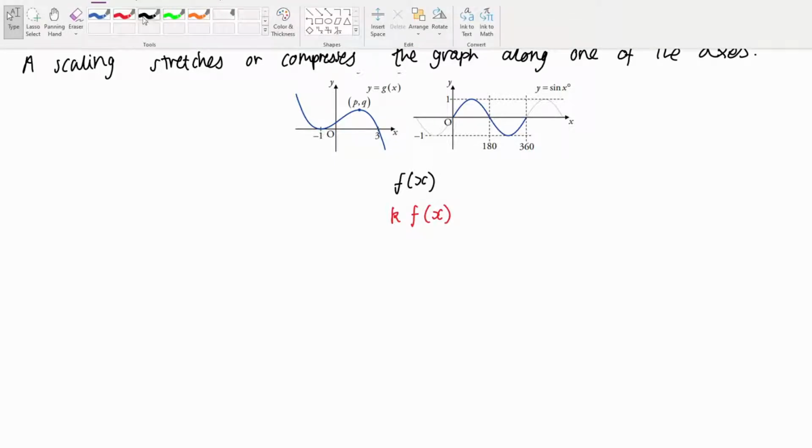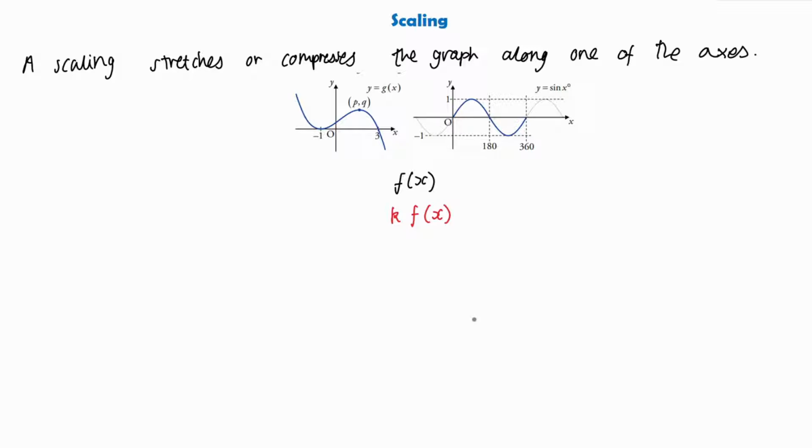In this case, because we are multiplying by a value k, we say that this will simply stretch or compress the graph. And we're going to look at the two cases. The first case for when k is greater than 1, and the second case for when k is between the values 1 and 0. And the reason we're looking at it between 1 and 0 is because if it's less than 0, it becomes negative.